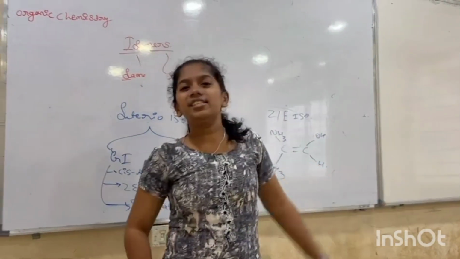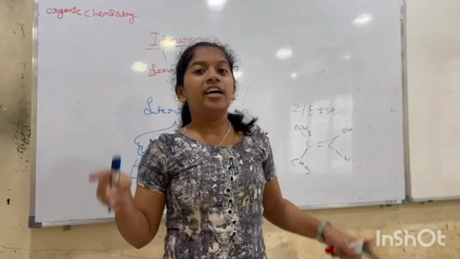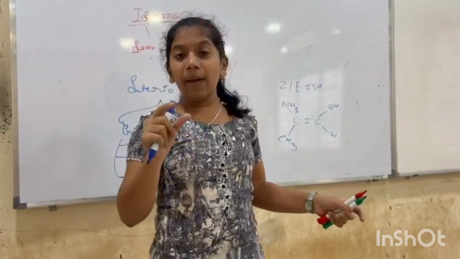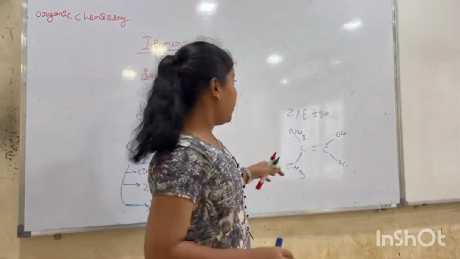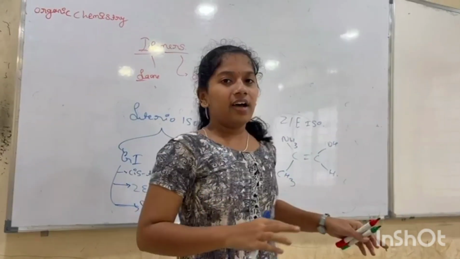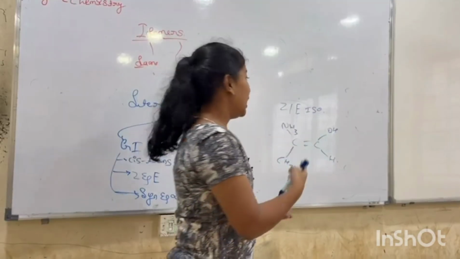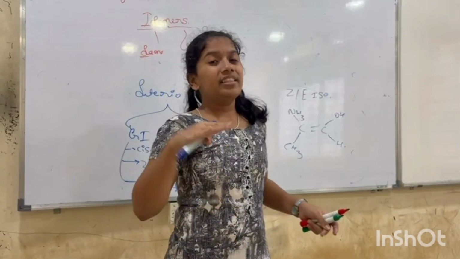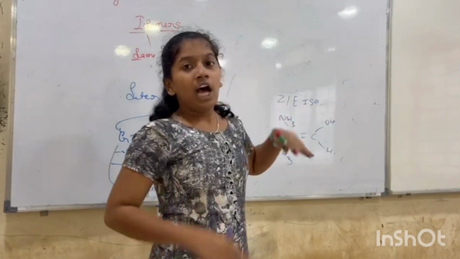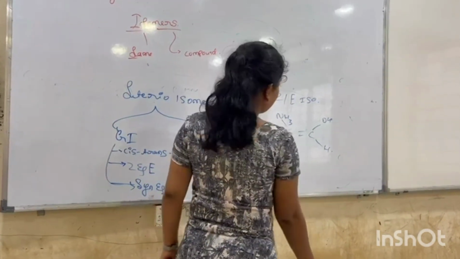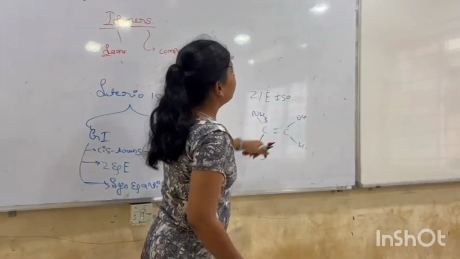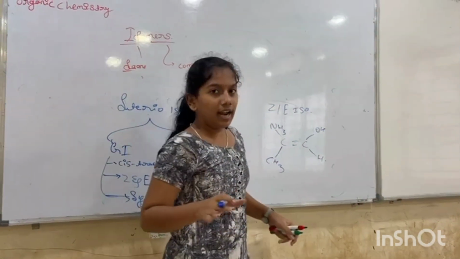The Z and E isomer is also the same as cis and trans isomer. Only one difference: in case of cis and trans isomer, the same group, same atom is present on both sides. But in case of Z and E isomer, there is no such rule. The same atoms may be present or not present. This Z and E rule always applies. So in this isomer, no same atoms are repeated, so there is no cis and trans isomer.